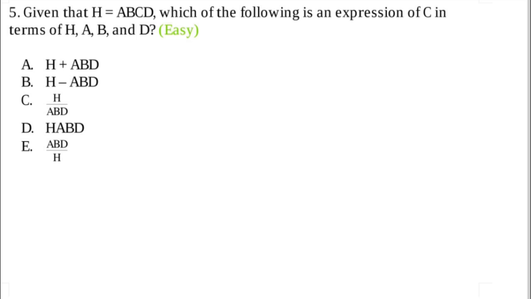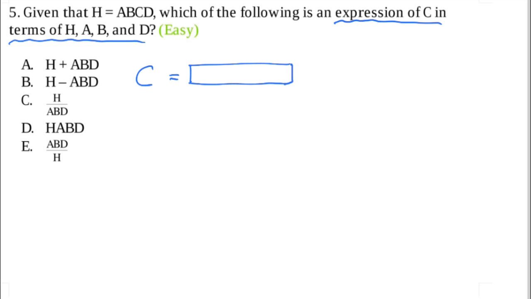Question number 5. Given that H equals A, B, C, D, which of the following is an expression of C in terms of H, A, B, and D? What the question is asking is an expression of C in terms of H, A, B, and D. That's simply nothing but what goes in here, inside the square box. So what is C in terms of all the other variables?